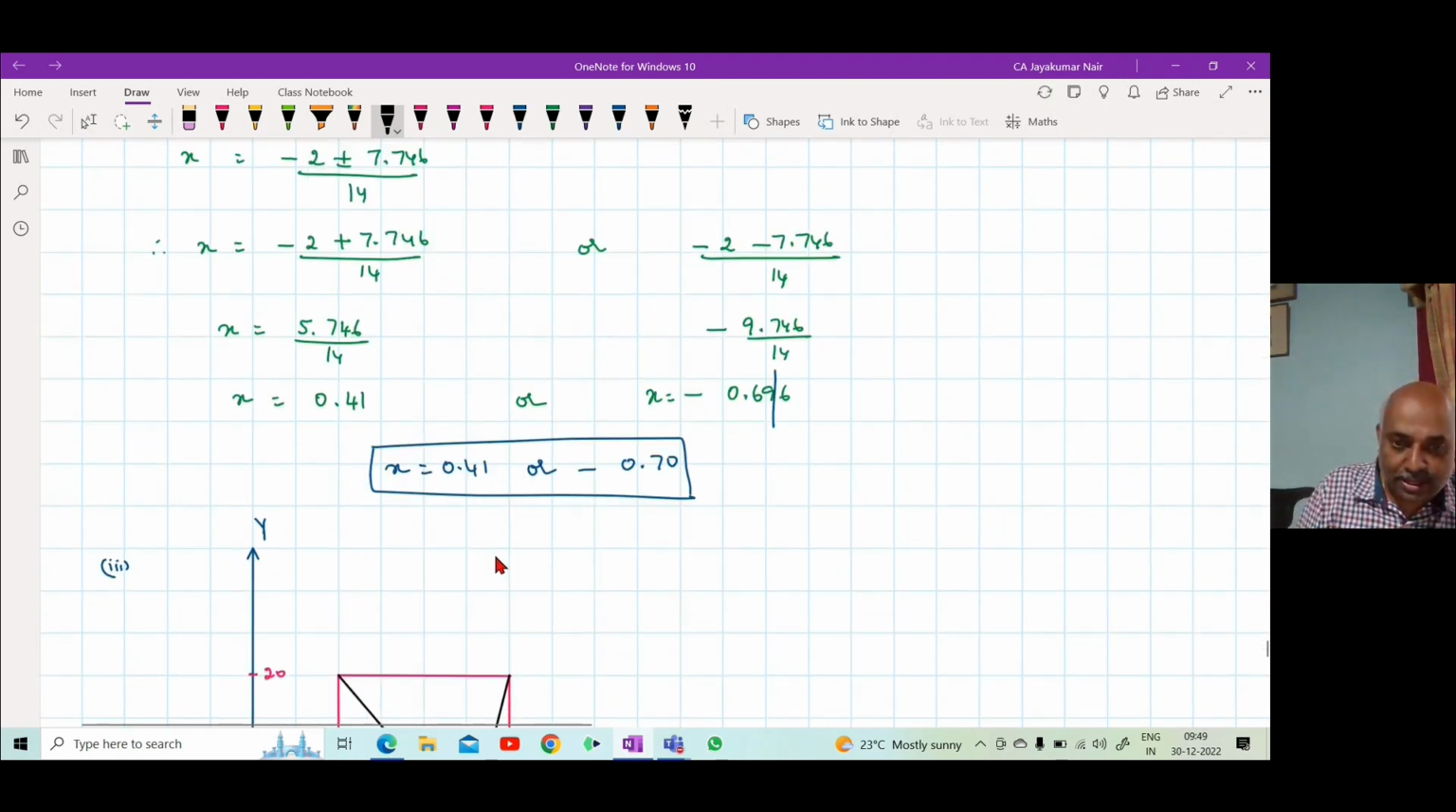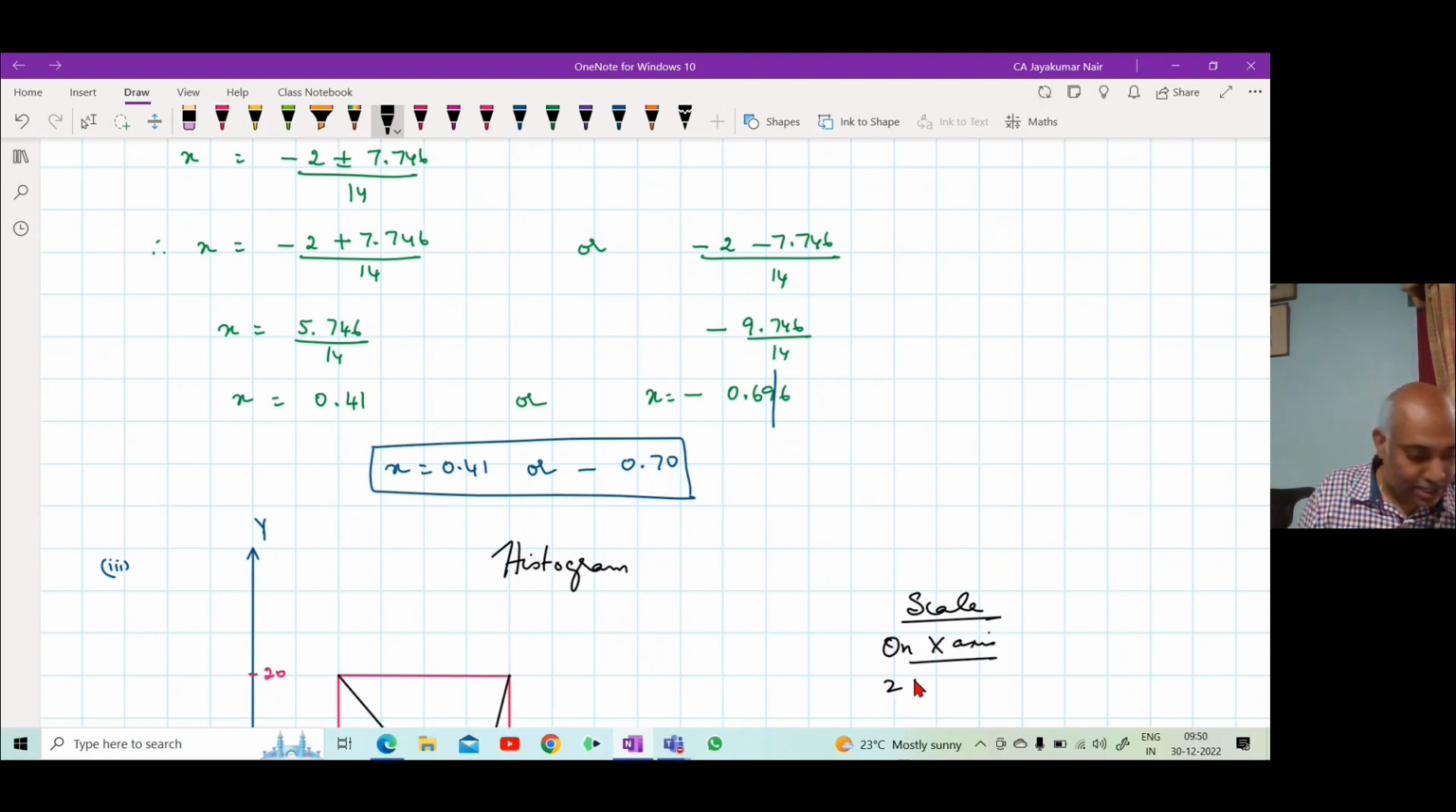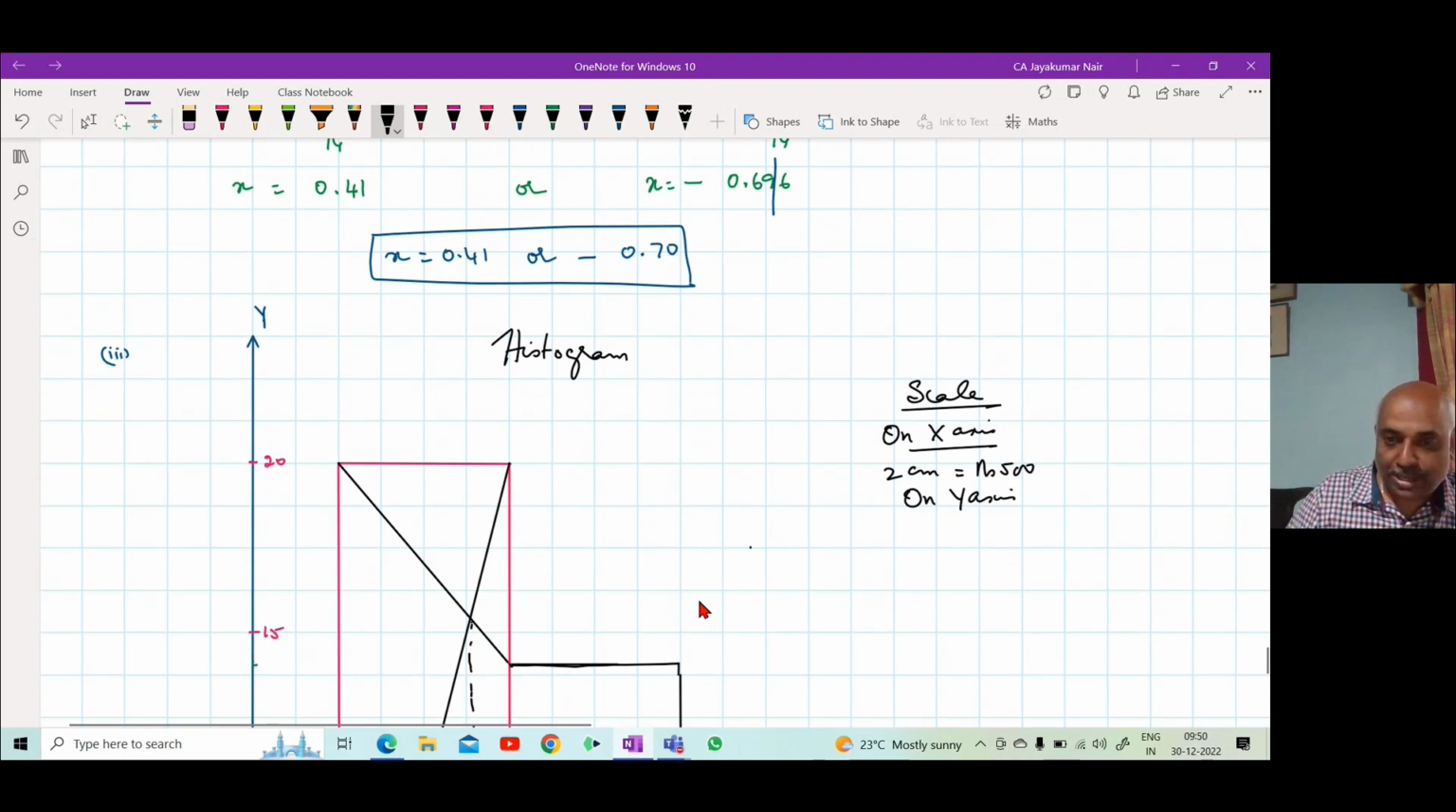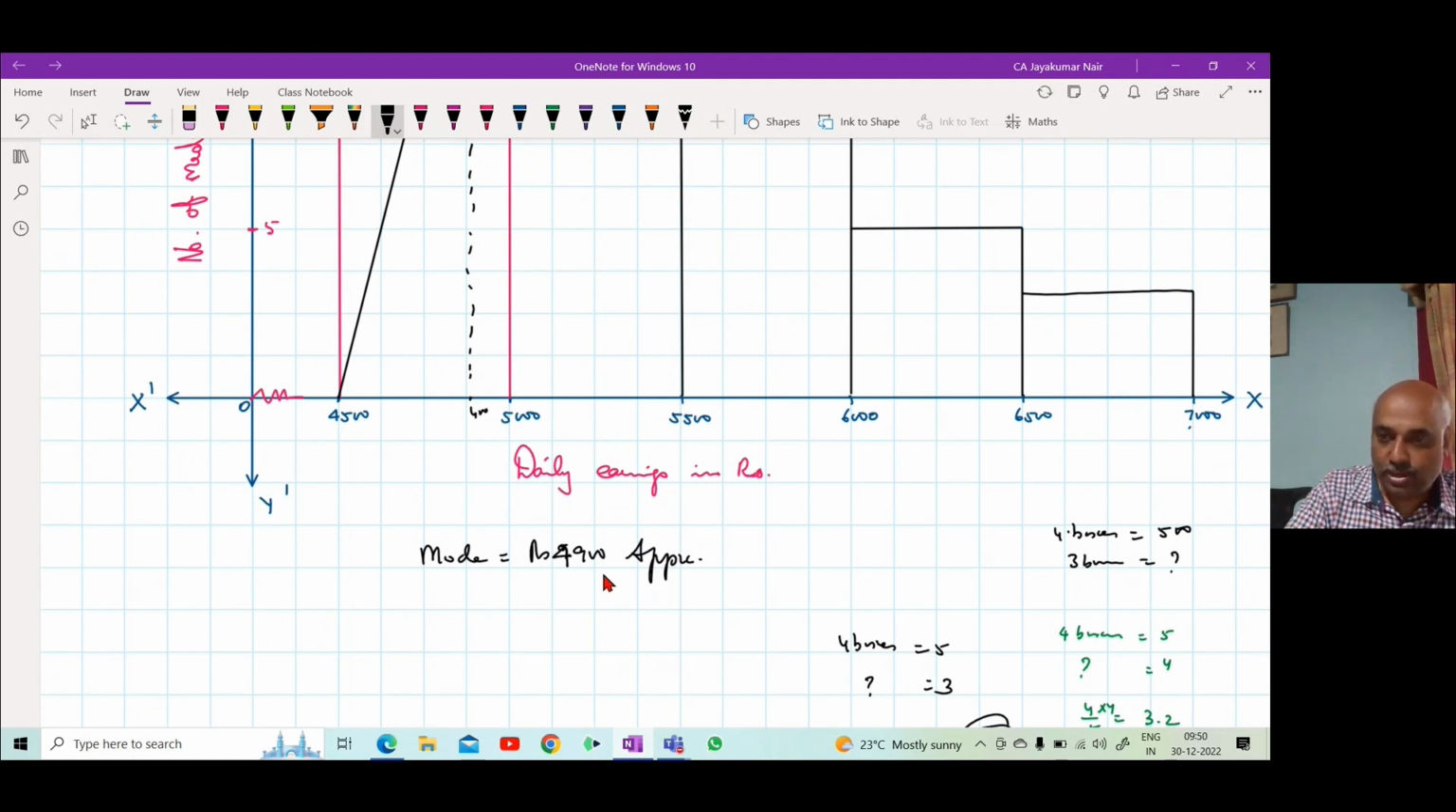And please do not forget to write the title for the graph that you've drawn, histogram, and also write the scale. On x-axis, 2 centimeter is equal to rupees 500. And on y-axis, 2 centimeter is equal to 5 stores. Okay, this is how you must show.